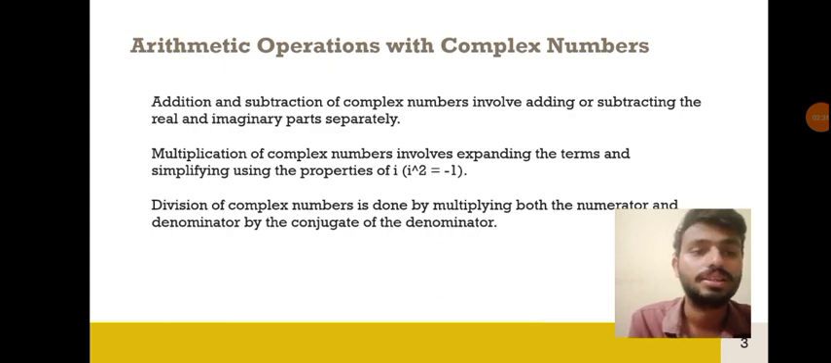And division is also done. Division of complex numbers is done by multiplying both the numerator and the denominator by the conjugate of the denominator.